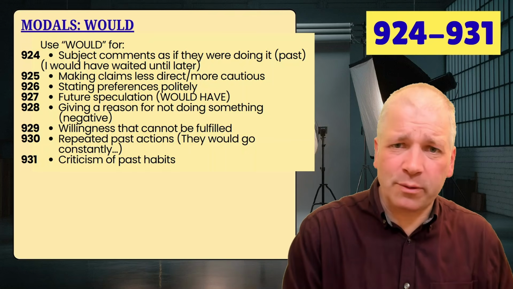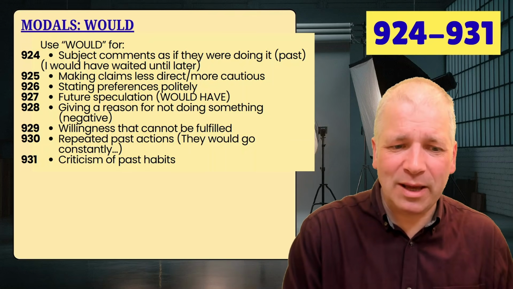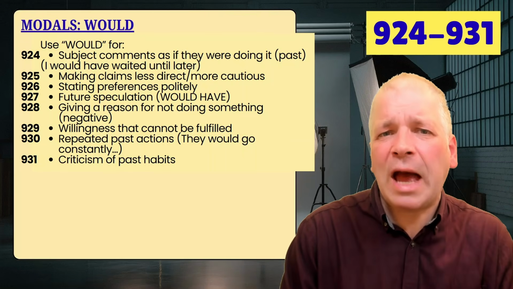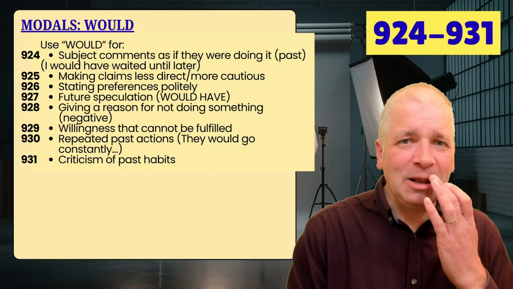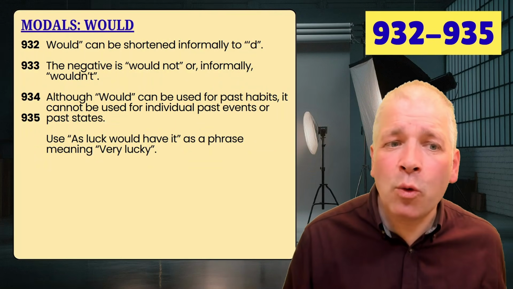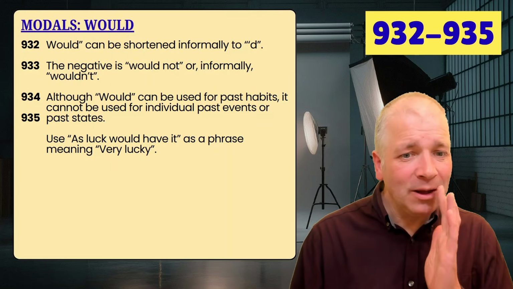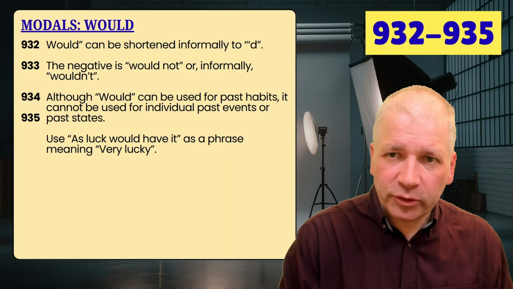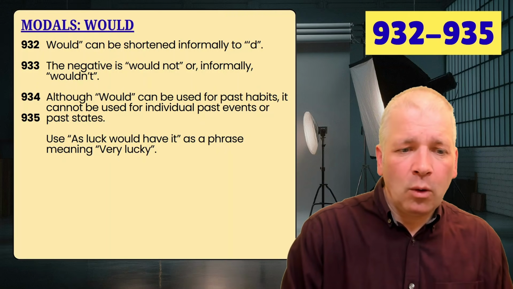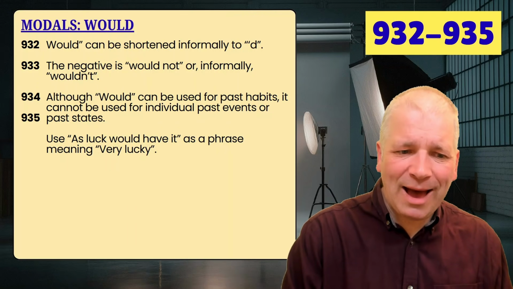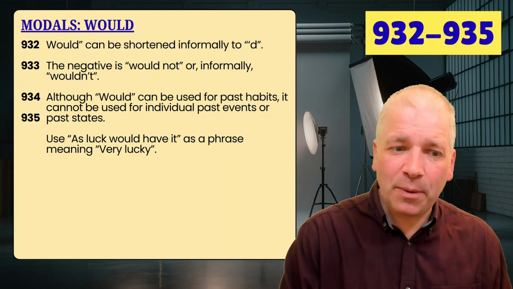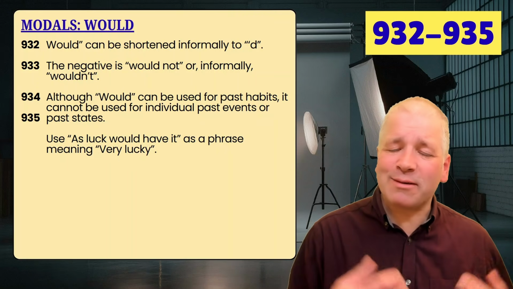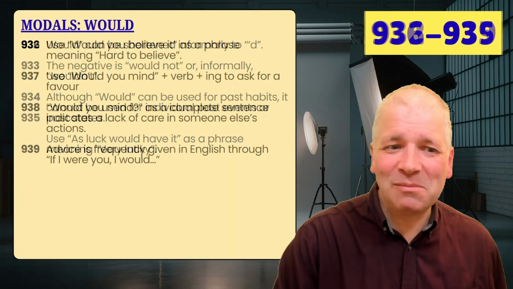For repeated past actions, they would go constantly to the same place. And if you're criticizing past habits, they would shout all the time, and it really annoyed me in the past. So a few things to know about would. It can be shortened informally to apostrophe D, I'd. The negative is wouldn't, or would not more formally. Although would can be used for past habits, it cannot be used for individual past events or past states. And you can use as luck would have it as a phrase meaning very lucky.